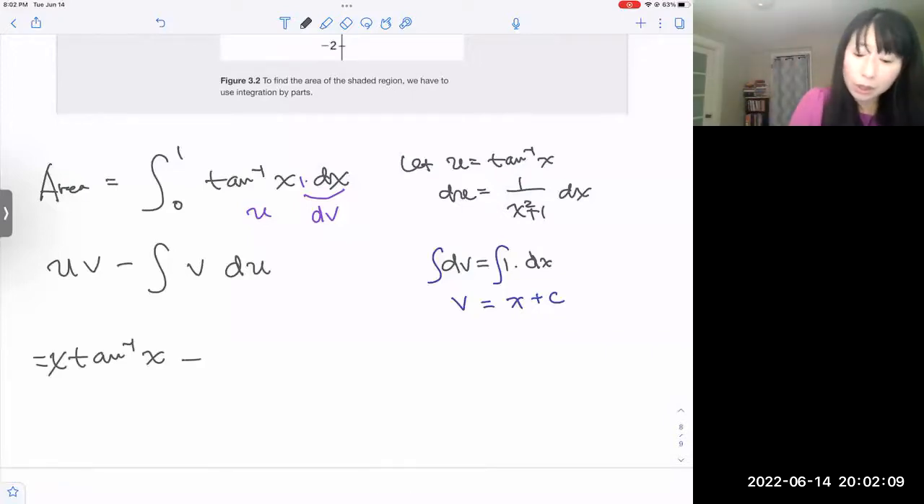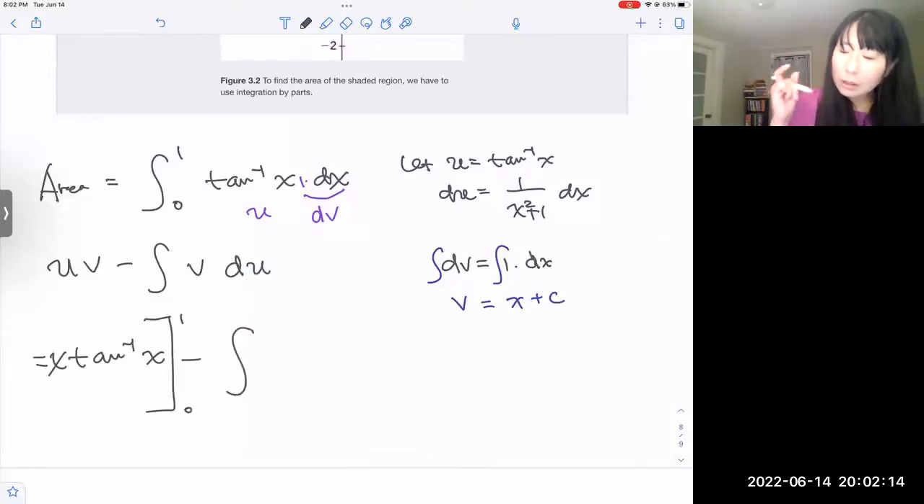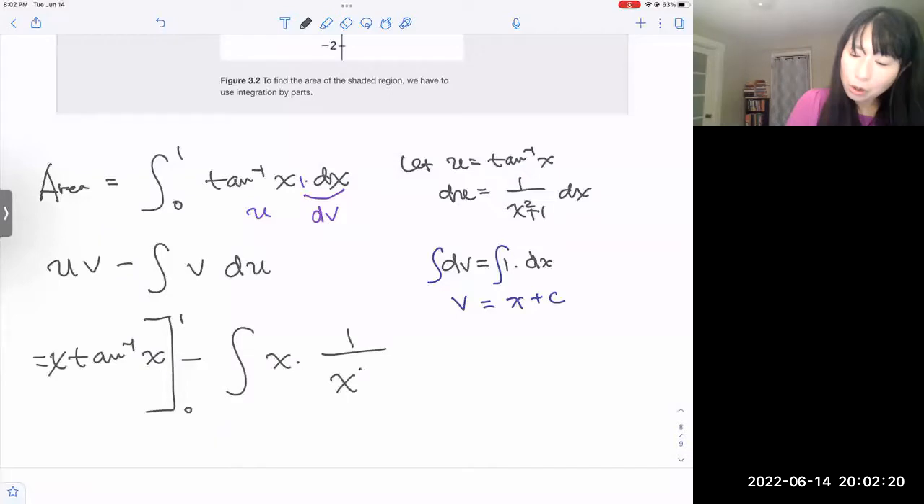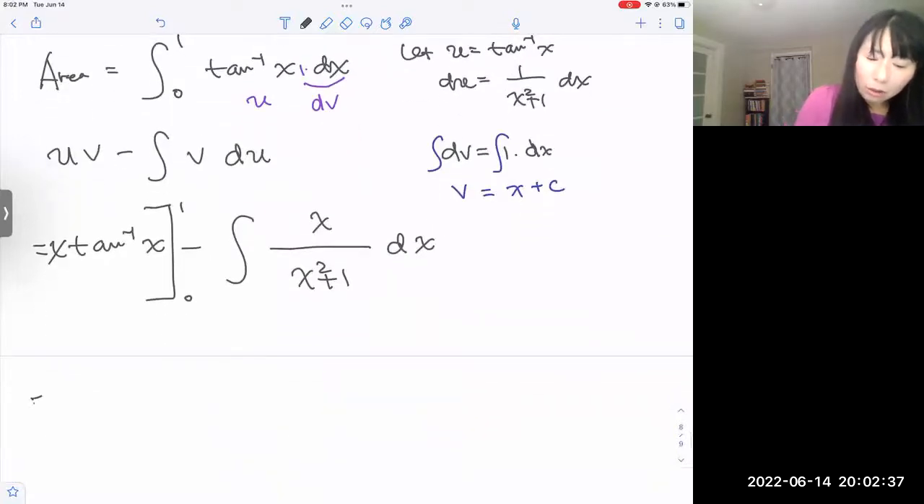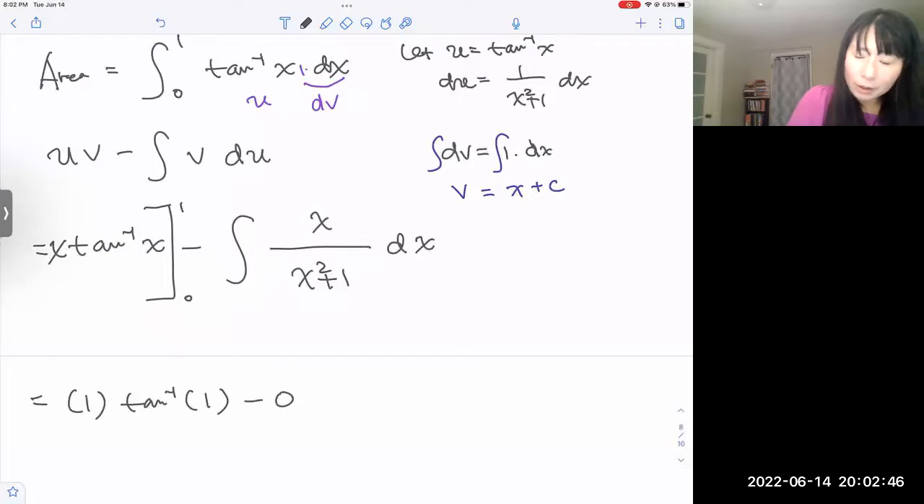This is a definite integration. So I'm gonna make it from 0 to 1. Integral of v, which is x, du will be 1 over x squared plus 1. So it's better we have this form. Okay, x. All right, now we have 1 times inverse of tangent of 1 minus, and everything is 0 for that, minus.